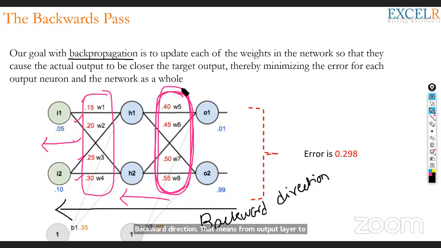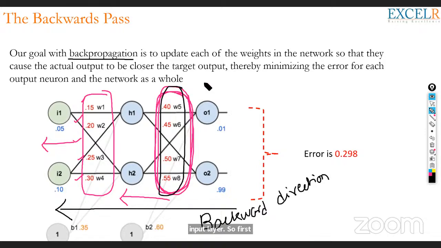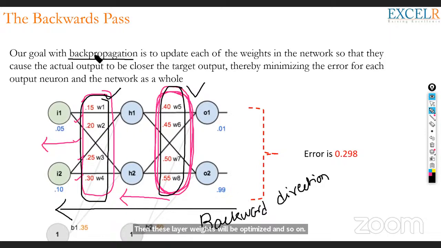So first, these layer weights will be optimized, then these layer weights will be optimized, and so on. And the method is called back propagation. Guys, this term is very important. You name any kind of deep learning model or AI-based model, each and every model will optimize the weights using the backward propagation or back propagation method.